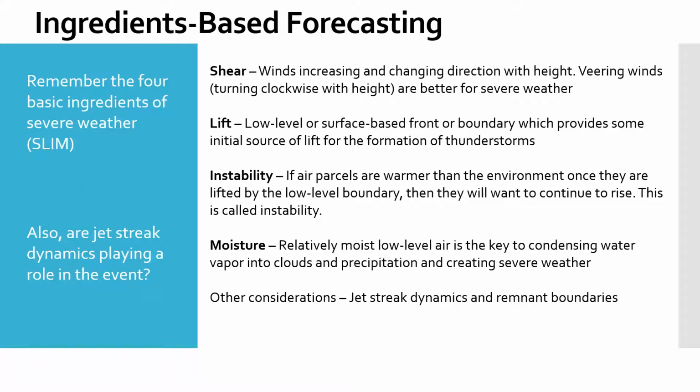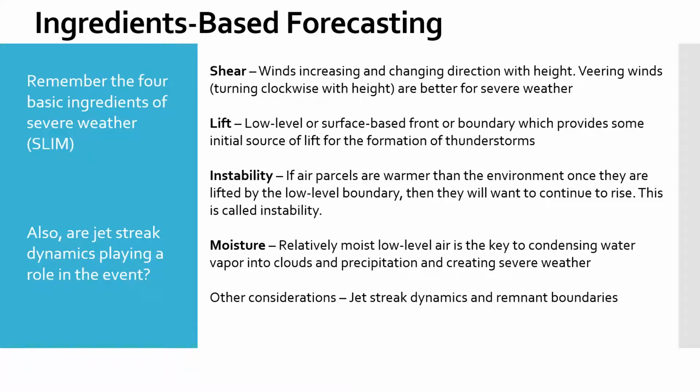Also recall the ingredients-based forecasting method, which looks for our four main ingredients: shear, lift, instability, and moisture, or SLIM for short. With shear, we want winds to increase and change direction with height. Veering winds, or winds that turn clockwise with height, are generally better for severe weather.